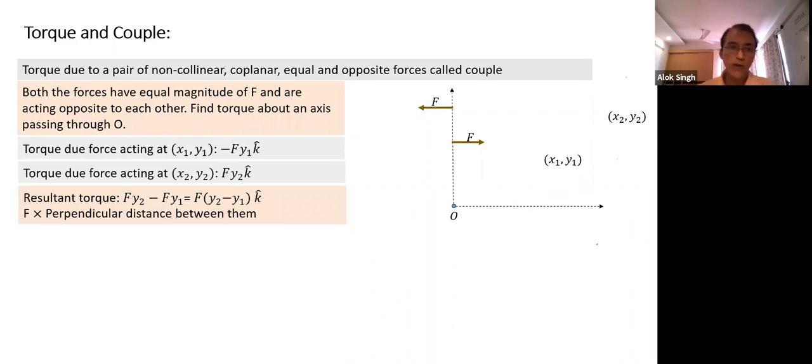What is y2 minus y1? y2 minus y1 is nothing but the perpendicular distance between the two forces. If they are parallel but not collinear, there is a constant perpendicular distance. So the torque of a couple is equal to the magnitude of force multiplied by the perpendicular distance between them. Is it complicated? This is special. Okay, so we have calculated the torque about point O.